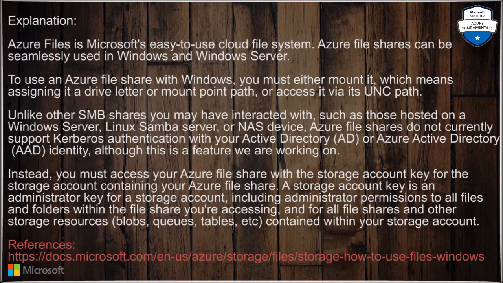Unlike other SMB shares you may have interacted with, such as those hosted on a Windows server, Linux Samba server, or NAS device, Azure File Shares do not currently support Kerberos authentication with your Active Directory (AD), or Azure Active Directory (AAD) identity, although this is a feature we are working on. Instead, you must access your Azure File Share with the storage account key for the storage account containing your Azure File Share. A storage account key is an administrator key for a storage account, including administrator permissions to all files and folders within the file share you're accessing, and for all file shares and other storage resources, blobs, queues, tables, etc., contained within your storage account.